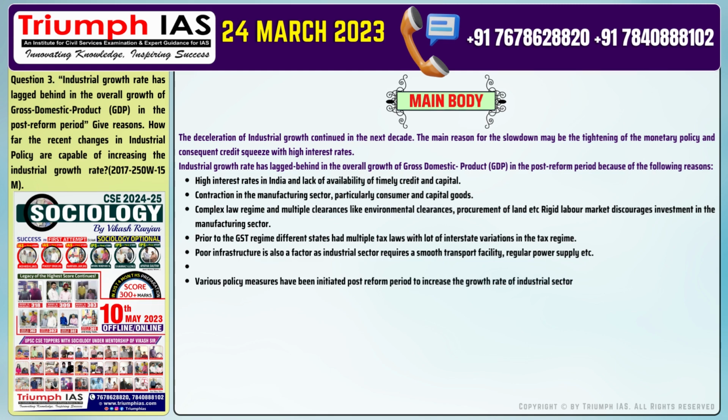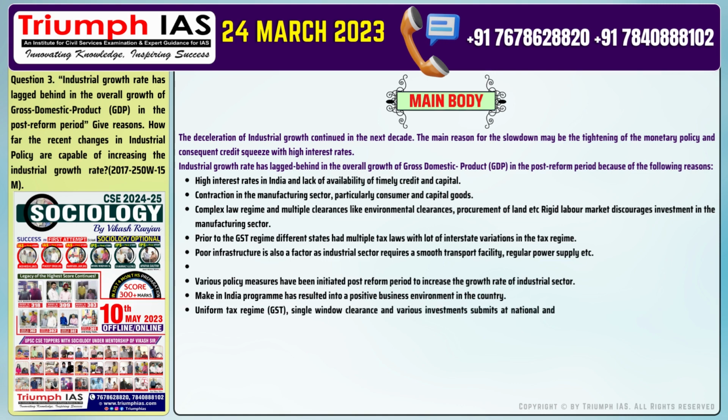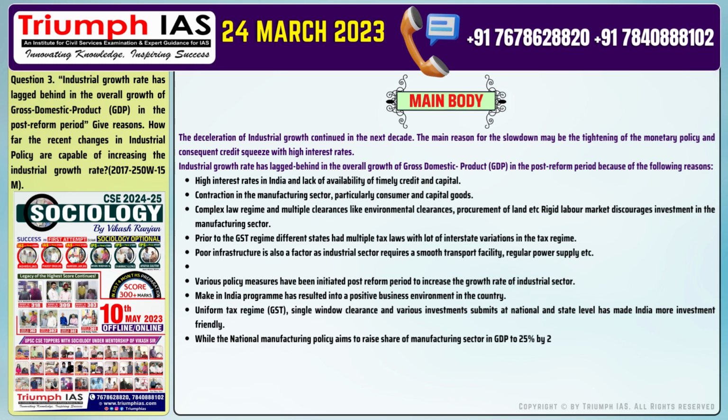Number 7. Make in India program has resulted in a positive business environment in the country. Number 8. Uniform tax regime, GST, single window clearance, and various investment summits at national and state level have made India more investment friendly. Number 9. While the National Manufacturing Policy aims to raise the share of the manufacturing sector in GDP to 25% by 2025, the Foreign Trade Policy 2019 to 2020 aims to double India's exports.